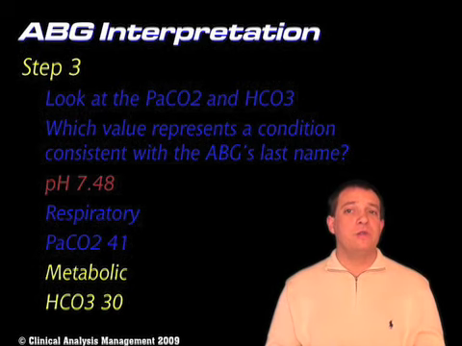It's alkalotic, right? Because it's greater than 7.4. So this is an uncompensated alkalosis. Again, we've got to ask ourselves which matches. Is it the respiratory side or the metabolic side? Which one matches the pH?